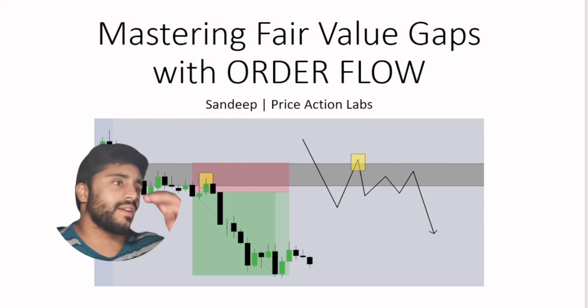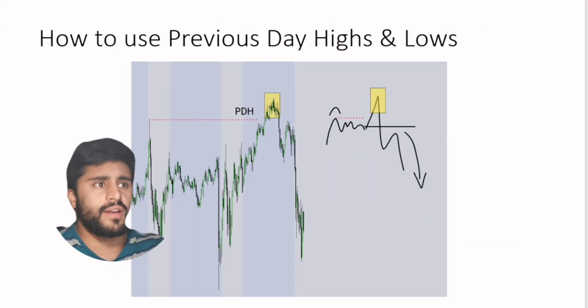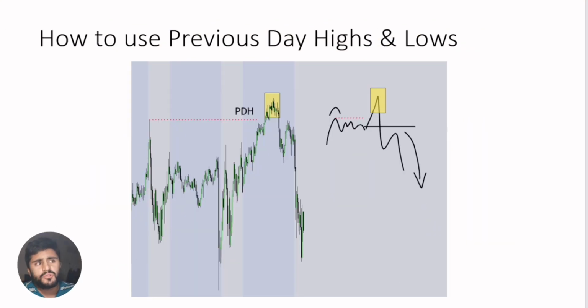This is going to be a trade breakdown from last Friday. We're going to be going over how to use previous day highs and lows. Using a previous day high and a previous day low is very simple. When you see price taking out the previous day high, you target the previous day low, or you trade away from that sweep, essentially back down to the previous day low.